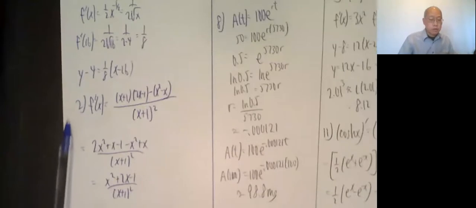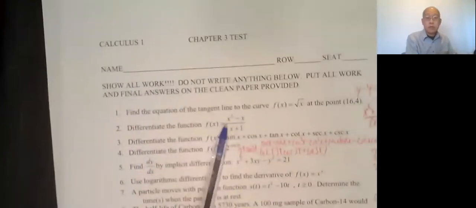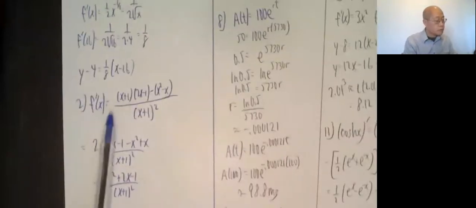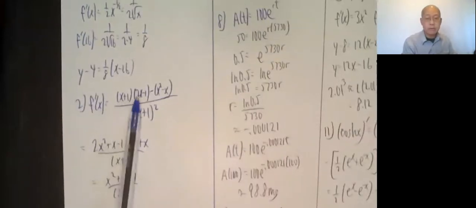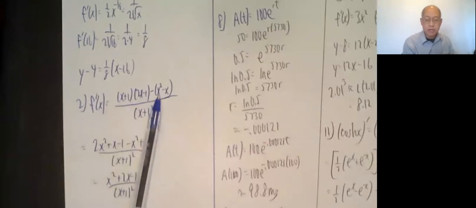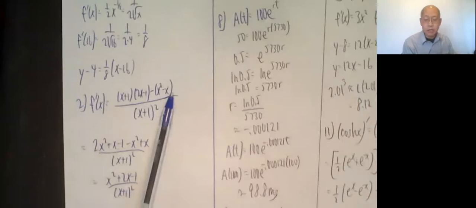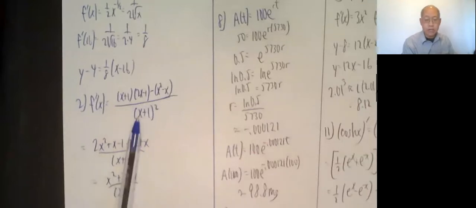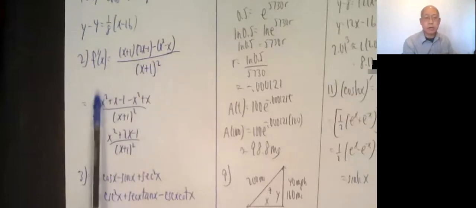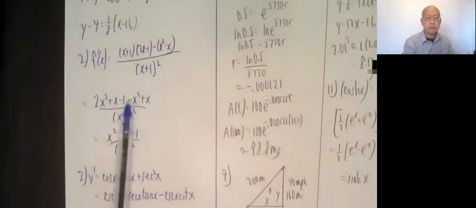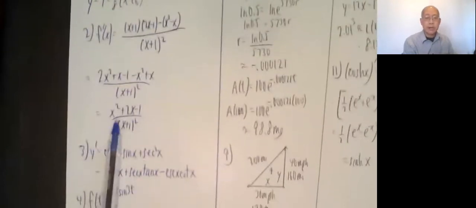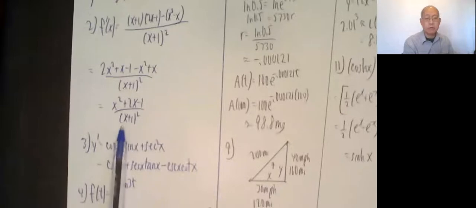Number 2, differentiate x squared minus x over x plus 1. So denominator, x plus 1, times the derivative of the numerator, which is 2x minus 1, minus the numerator, x squared minus x, times the derivative of the denominator, which is 1, all over x plus 1 squared. This one's easy to work out, so we should do it. 2x squared plus x minus 1 minus x squared plus x over x plus 1 squared. So x squared plus 2x minus 1 over x plus 1 squared.